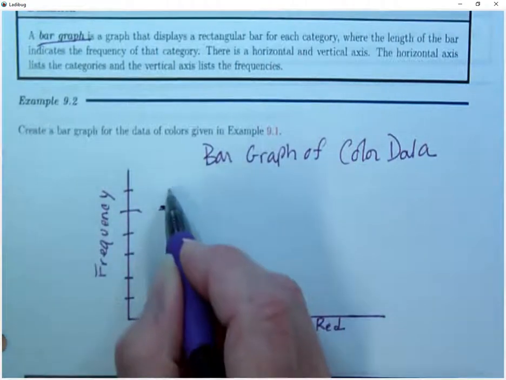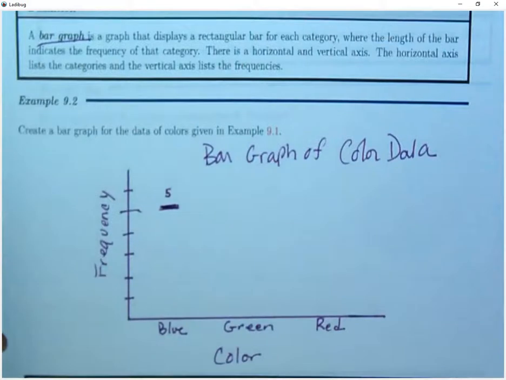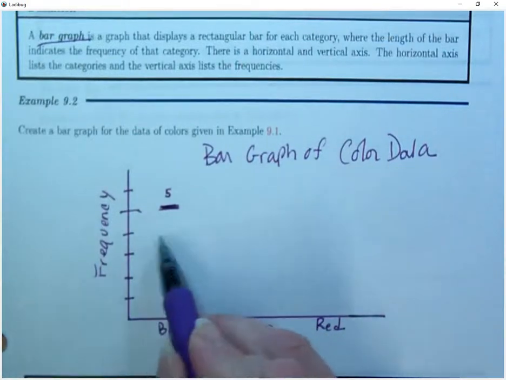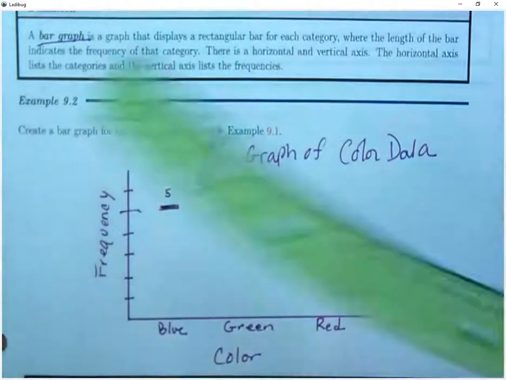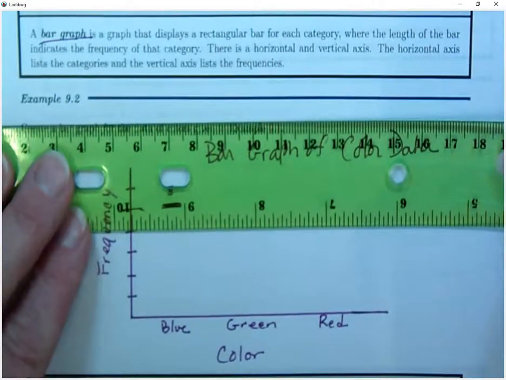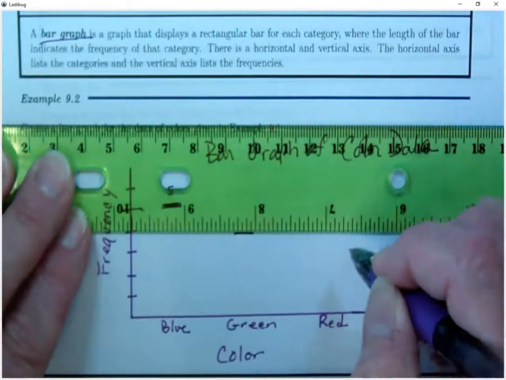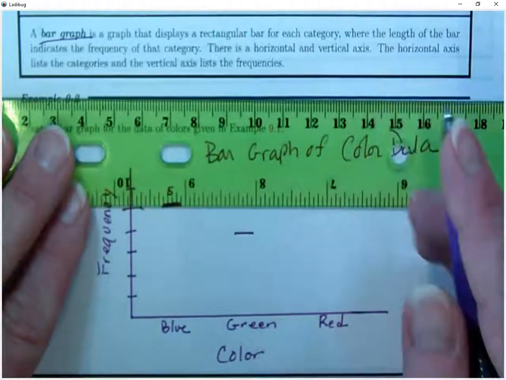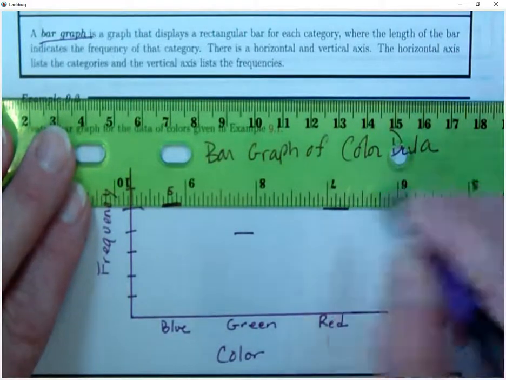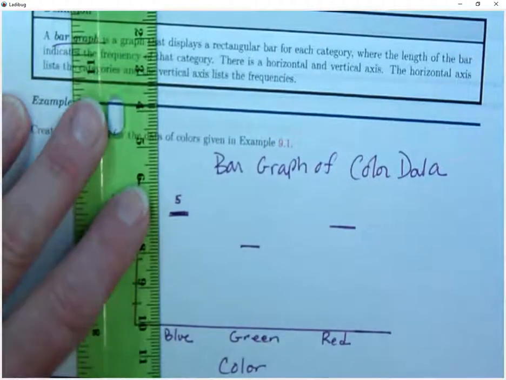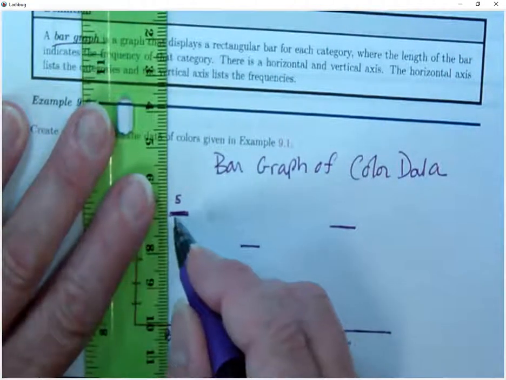I know usually I put like a little 5 up there. Green was 4, so you can use your straight edge here to help you gauge where to put that. And then red was 5. And then make them about the same size. Again, it doesn't need to be perfect.